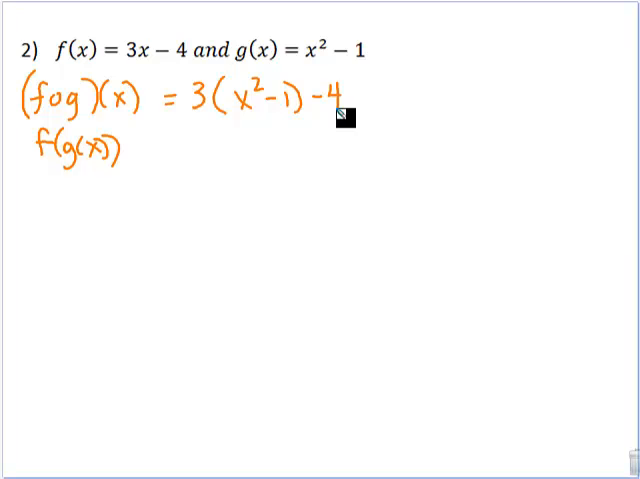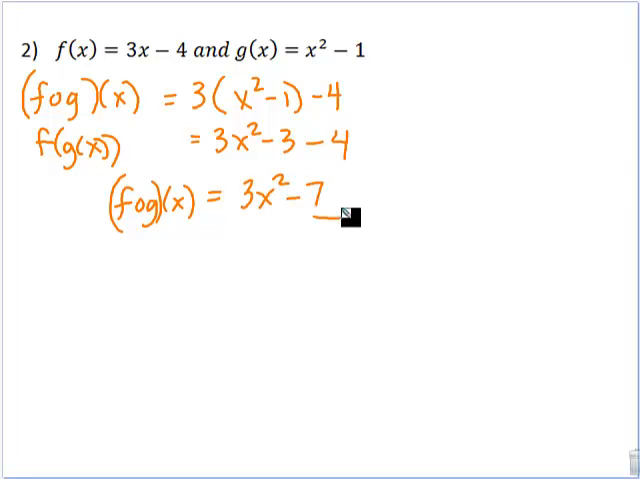How would you simplify this? Yep, distribute the 3, so this would be what? Yep, 3x squared minus 3, and then minus 4. So now simplify. And what do we have for our fully simplified answer here? 3x squared minus 7 is our f of g.